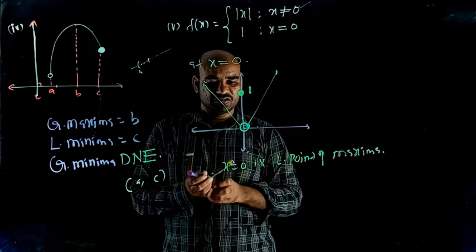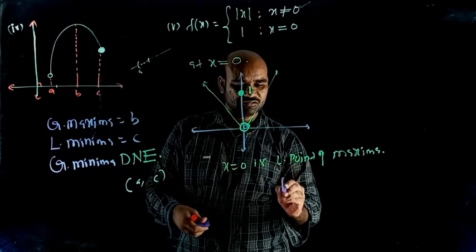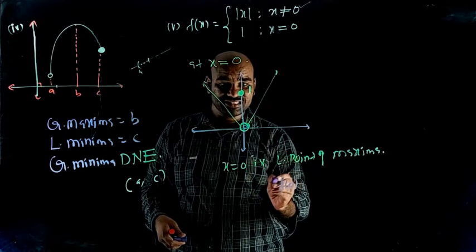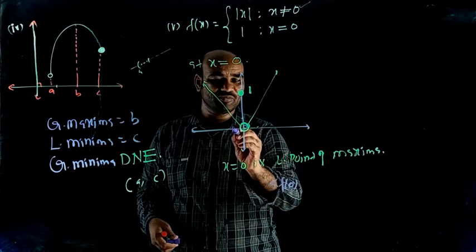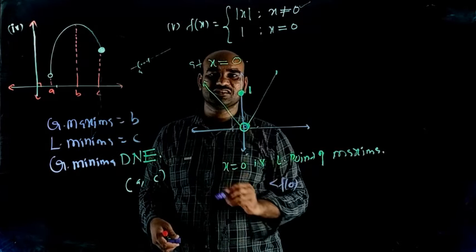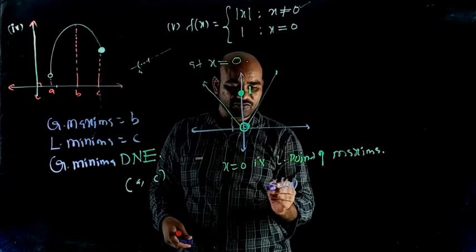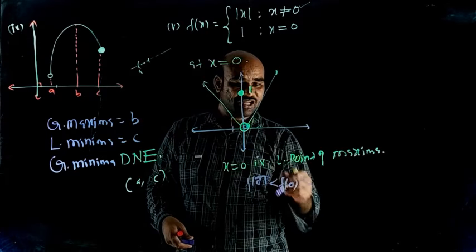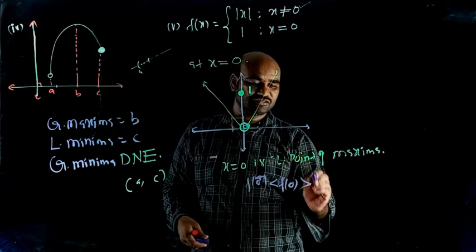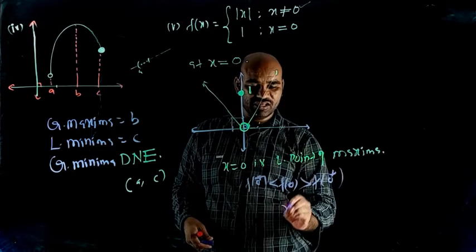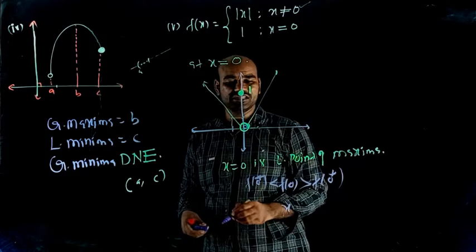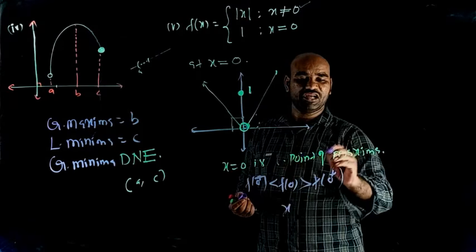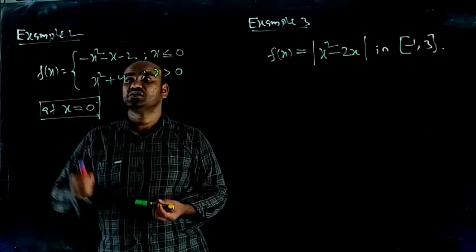See here, f of 0 means 1. f of 0 minus is here, and f of 0 is here. So f of 0 is greater than f of 0 minus. Still f of 0 is greater than f of 0 plus also. That's why x equal to 0 is a point of local maxima.